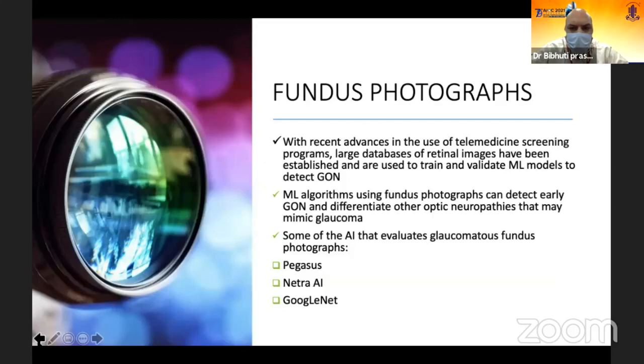Now, fundus photograph. With recent advances in the use of telemedicine, this is very important. Now the computers are capturing the images, the photographic images are captured, and these photographic images are now converted into numericals based on artificial intelligence, and then the computer is able to actually identify the boundaries. Actually, it is helpful in identifying what is normal and what is abnormal.